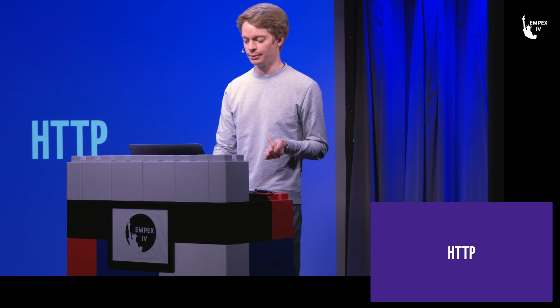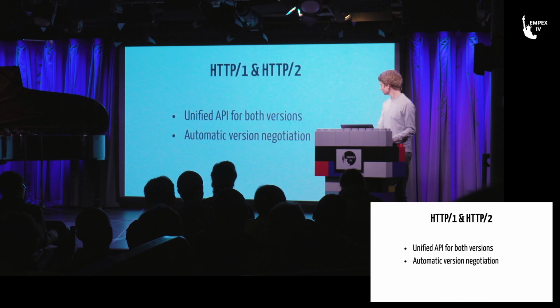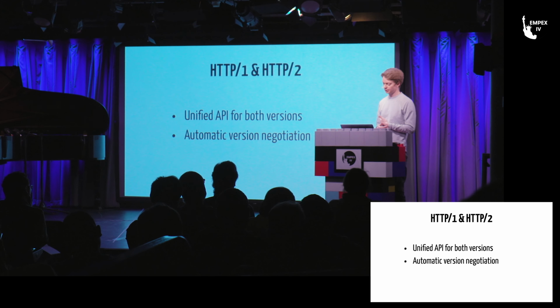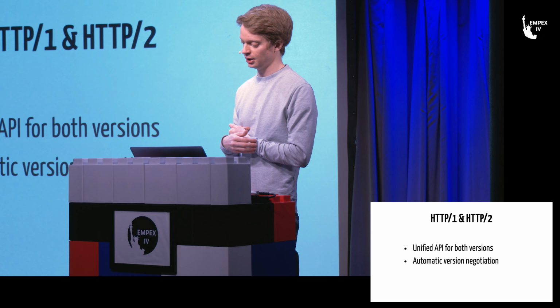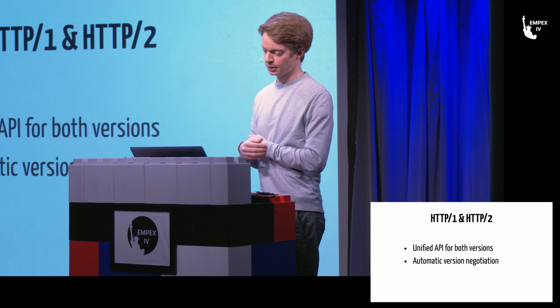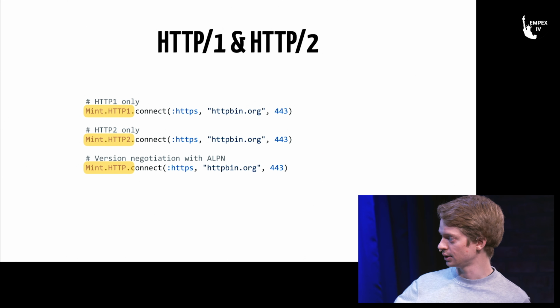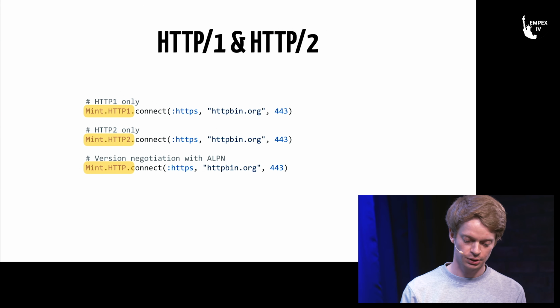Next, I want to talk a little bit about how we handle the HTTP protocol in Mint. We support both HTTP 1 and HTTP 2. The difference is that the HTTP 2 API is sort of a superset of the HTTP 1 API that supports concurrent requests and a few other features. If you want to use HTTP 1 only, you use the HTTP 1 module. For HTTP 2 only, there's a module for that. And if you use only the HTTP module, then we will do version negotiation.